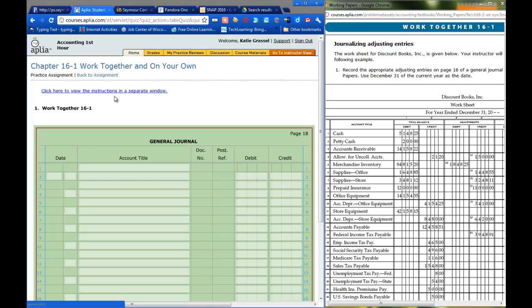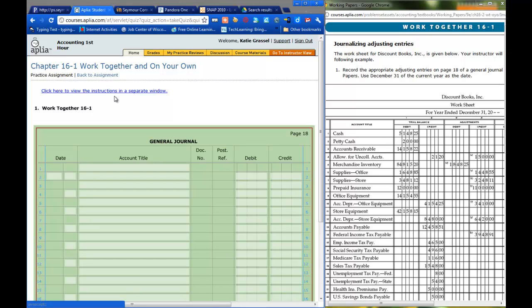We're going to be going through and doing our adjusting entries for Discount Books. You will notice our directions give us a completed worksheet, because that is truly where we are getting our adjustments from. This is one of the last steps that we do at the end of the fiscal period, to record our adjusting entries.